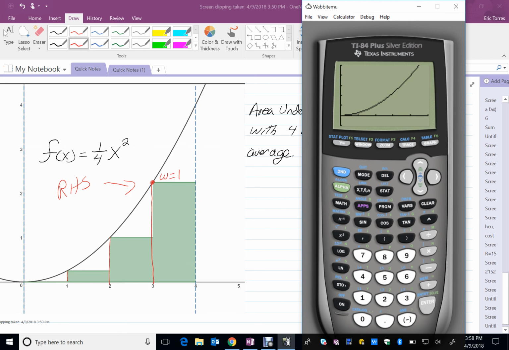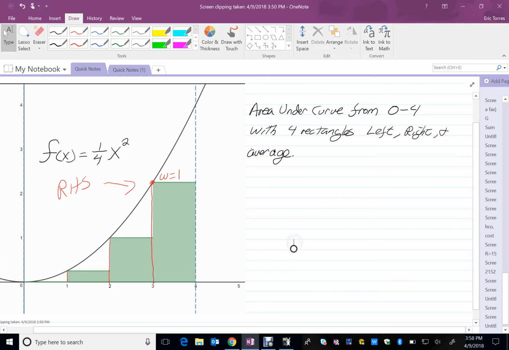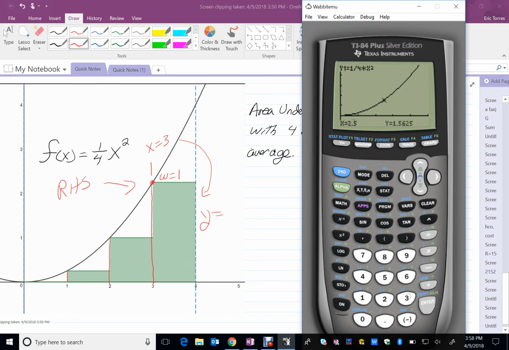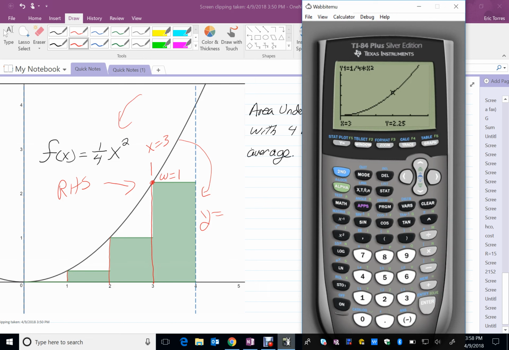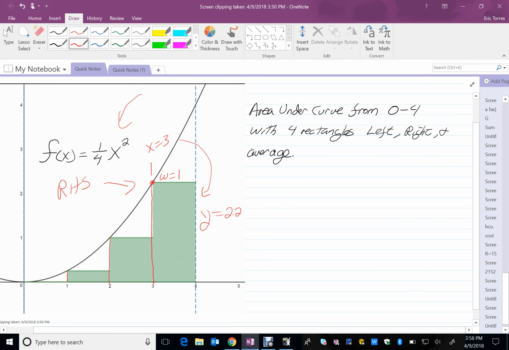I want to know the height of this rectangle, so I can use my calculator, and what we're looking at here is an x value at 3. The height is going to be the y value, which we get from the formula. So when I plug in 3 into my calculator, I get the y value, or you can plug it into the formula just as well. So again, I'm using either the calculator or the formula directly by hand to get that y value, which is 2.25.